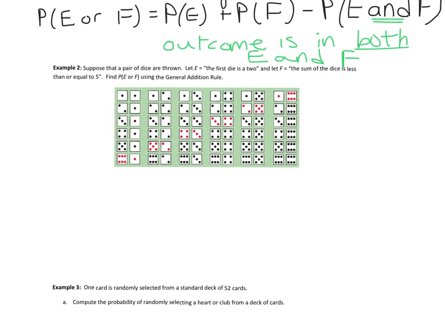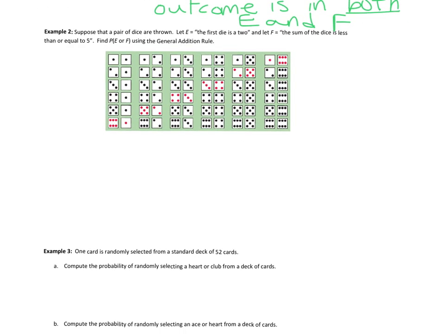So now, let's say 2 dice are thrown. All right, and we're going to define the following. We're going to let E, that event, be the first die is a 2, and event F is going to be the sum of the dice is less than or equal to 5. And we want to find the probability of E or F.